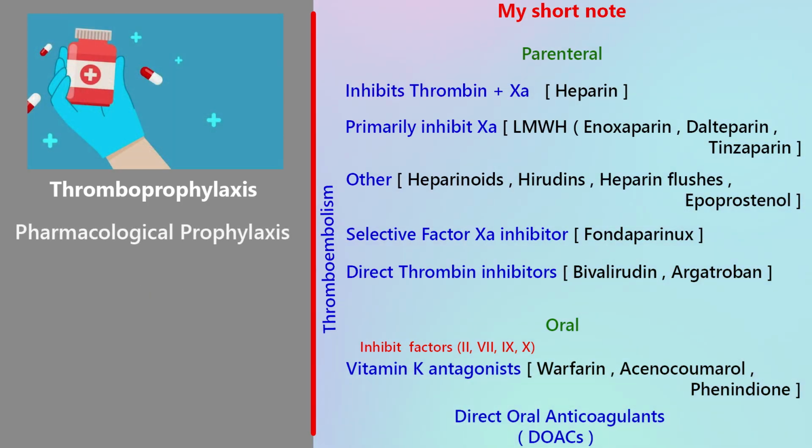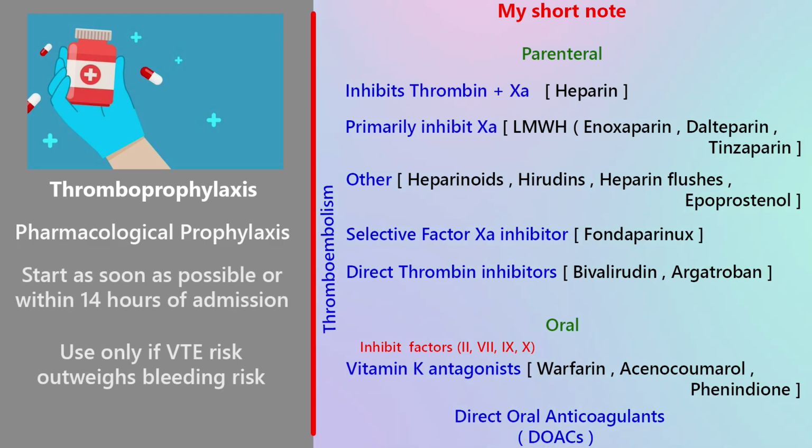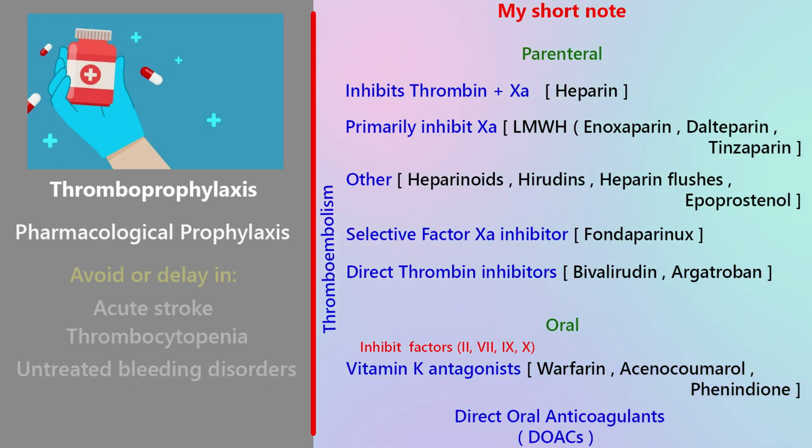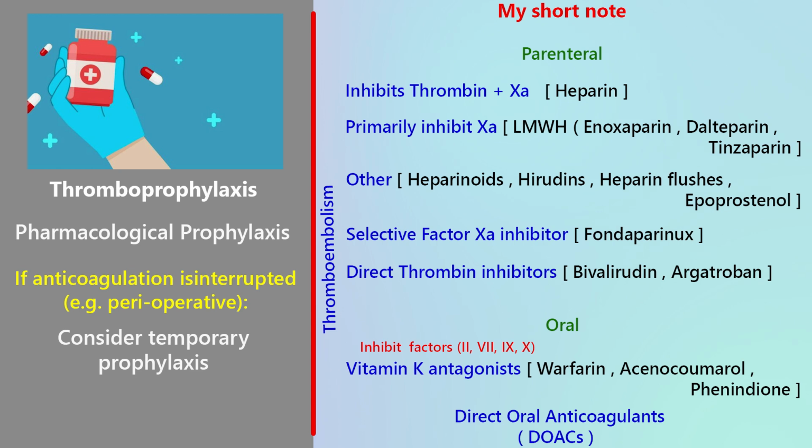Now, pharmacological prophylaxis. This should start as soon as possible, usually within 14 hours of admission, but only if the VTE risk is greater than the bleeding risk. We avoid or delay anticoagulants in acute stroke, thrombocytopenia, and untreated bleeding disorders. If anticoagulation must be interrupted, for example around surgery, temporary prophylaxis should always be considered.